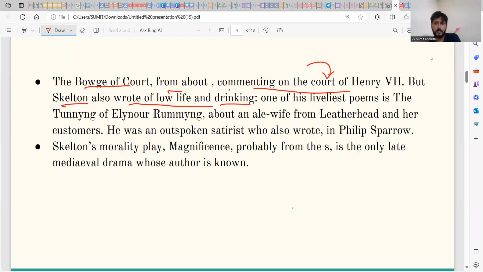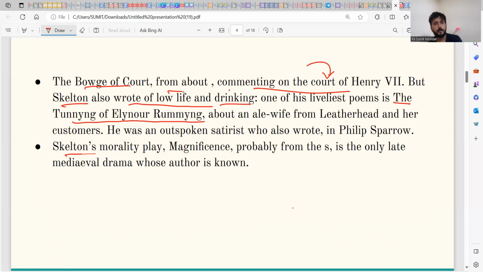Okay, like in the poem The Tunning of Elynour Rummyng. So this is a poem, but this has a very deep impact in creating the characters of the medieval English drama, where you can directly see the low life and drinking. You can find the prototypes, these traits in the prototypes of the comic characters who were from the lower class.